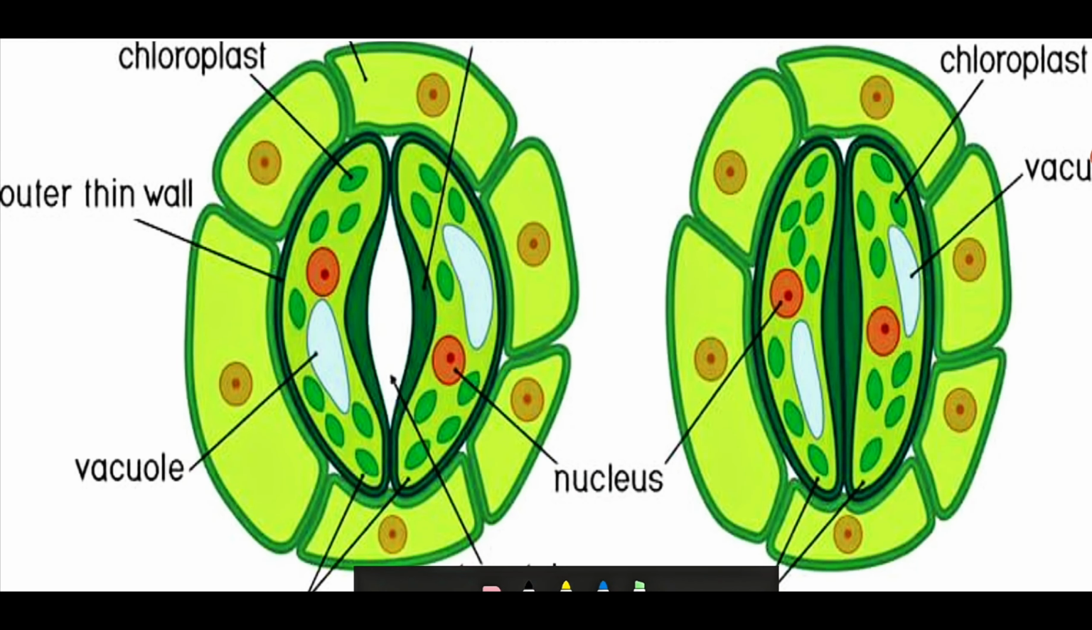And what is the function of these stomata? The main function is to let in the carbon dioxide from the atmosphere, for carrying out the process of photosynthesis. And when these stomata are not in use, that is when it is dark in the evening and at night, they tend to close their opening. Here you can see that white space in between. Here you can see there is no space, and these are the two guard cells.